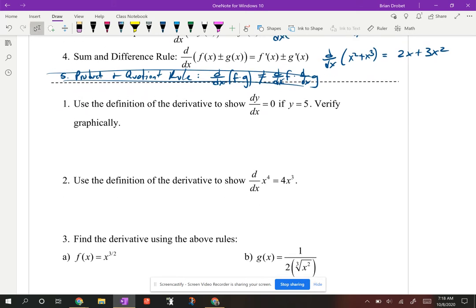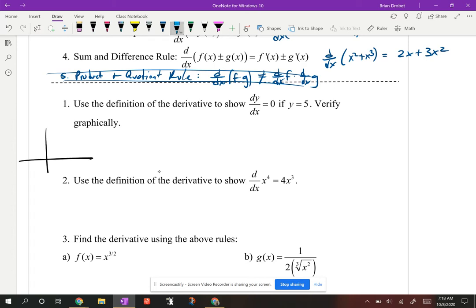So number 1 here, let's use the definition of the derivative to show that essentially the derivative of 5 is in fact equal to 0. So verify graphically. We've already done that. We'll do that now. I'll do that first.